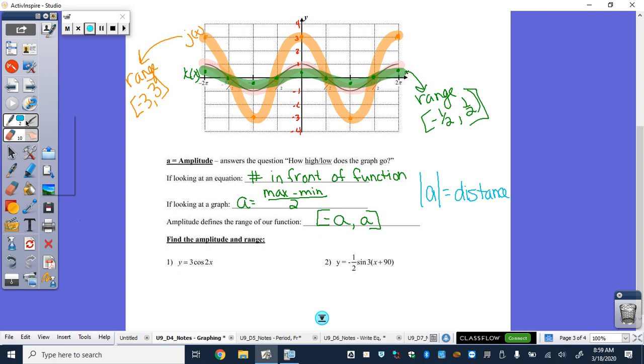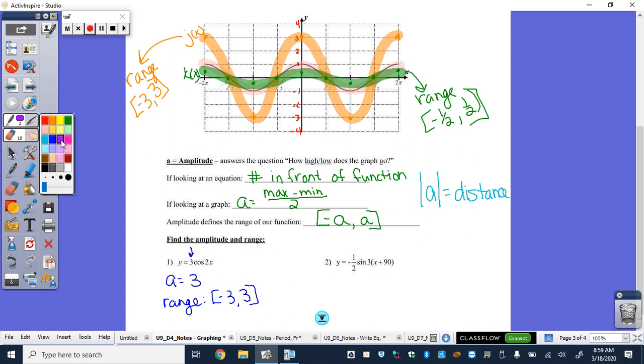So down here, they want us to, using the equation, find the amplitude and the range. Amplitude is 3. It's that number out in front. That means our range is -3 to +3. It's negative amplitude to positive amplitude.